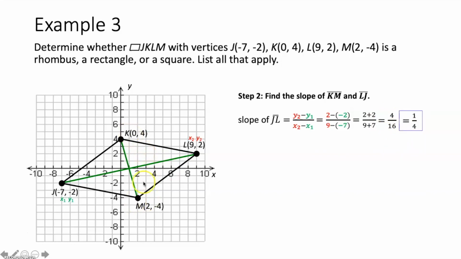Now let's find the slope of segment KM. To find the slope of segment KM, we again use the slope formula. We pick one of our points to be x sub 1, y sub 1, the other one to be x sub 2, y sub 2.